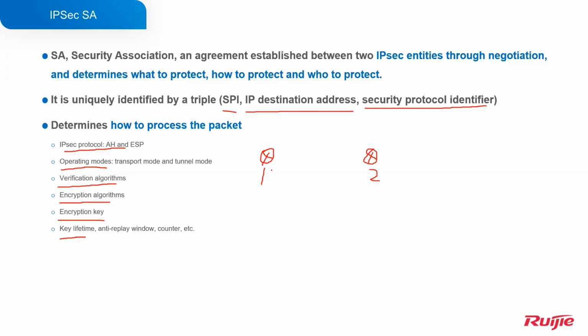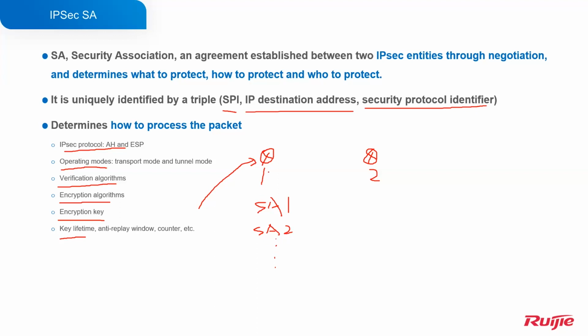After you add the configuration, they will do the negotiation, finally to have the IPSec SA. Then when router 1 receives a message, maybe you have lots of SAs, SA1, SA2, and also lots of SAs.